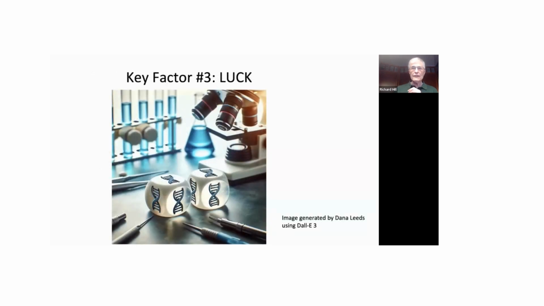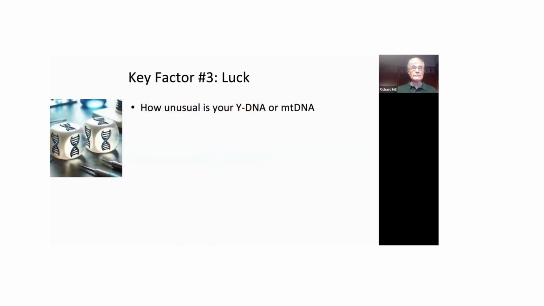The third key factor is luck. And with DNA testing, as with many things in life, luck can be a huge factor in how things turn out. For Y-DNA and mitochondrial DNA testing, you may get lots of matches or very few. For example, I have 23 Y-DNA matches at 37 markers. My wife's brother has over 200 matches, and a cousin of my wife on her mother's side has 0 matches.